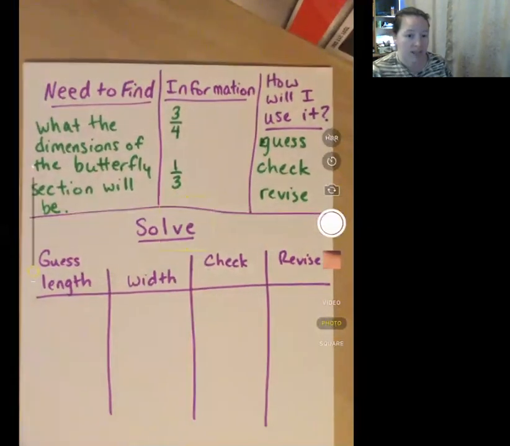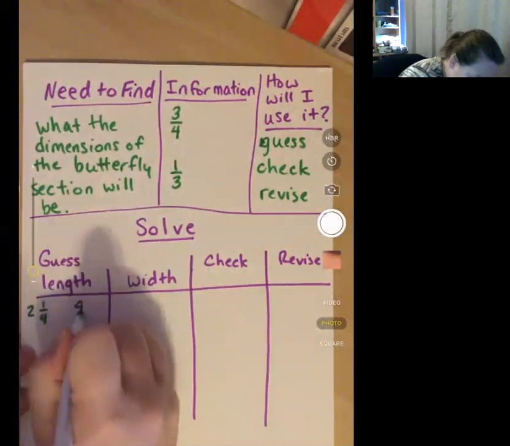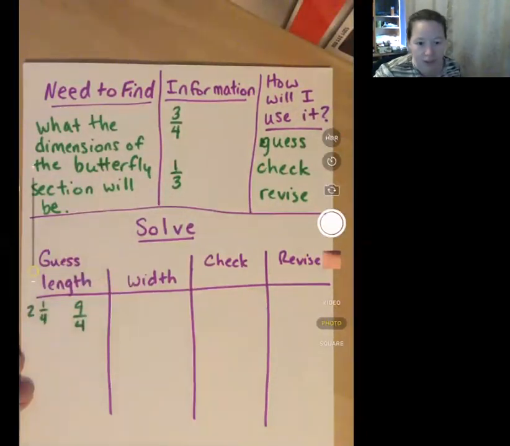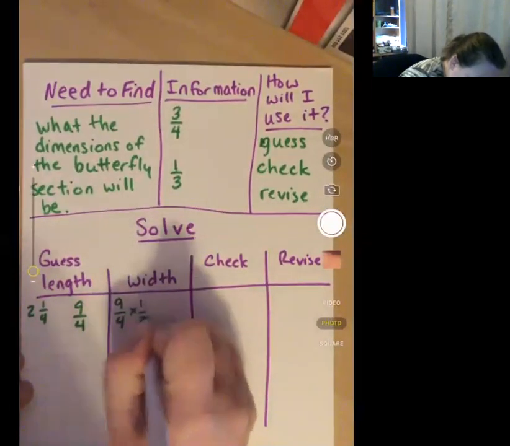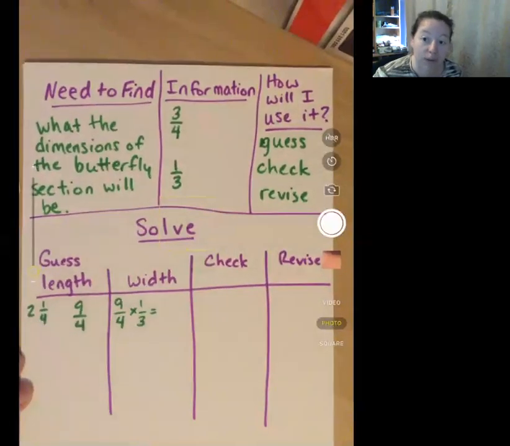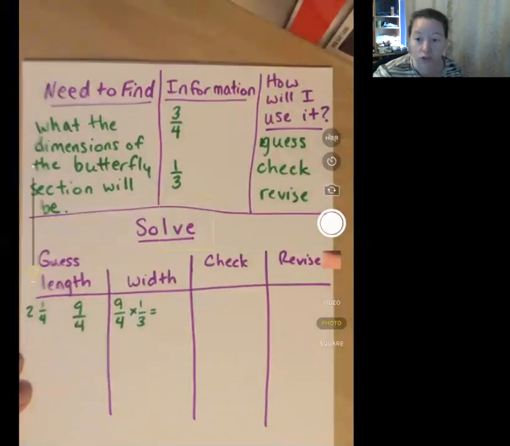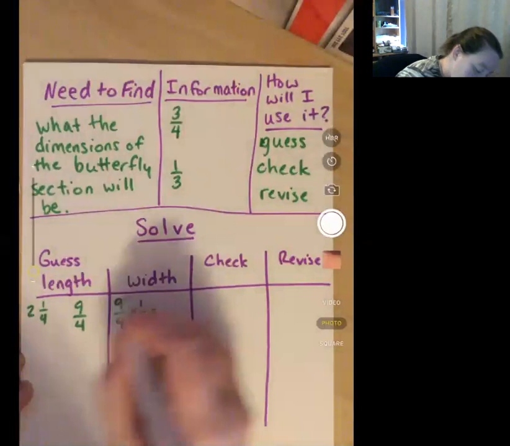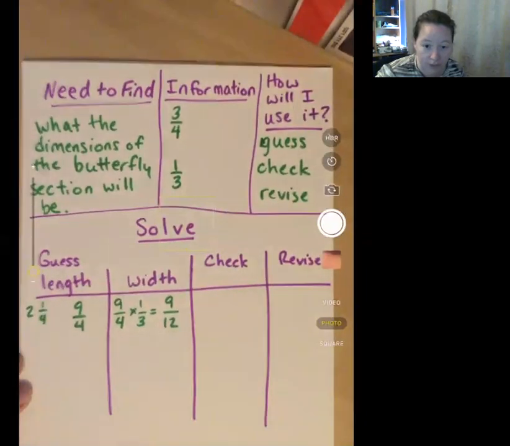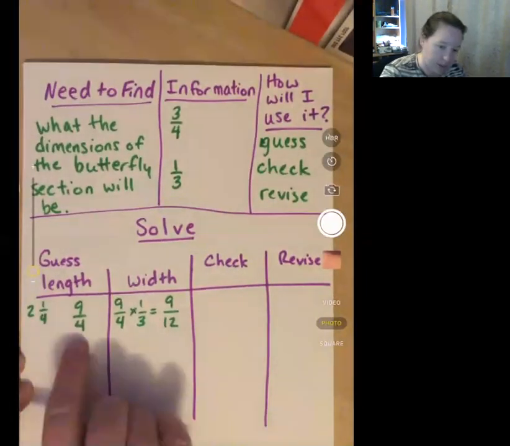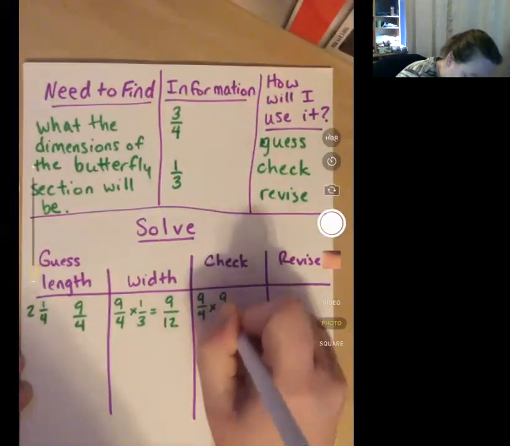This time they went with 2 1/4, or 9/4. So in order to find what width we're working with, we do 9/4 times 1/3. We're always going to multiply it by 1/3 to get the width, because remember, the width is 1/3 of the length. So 9 times 1 is 9 over 4 times 3, which is 12. I'm now going to multiply my 9/4 times 9/12.